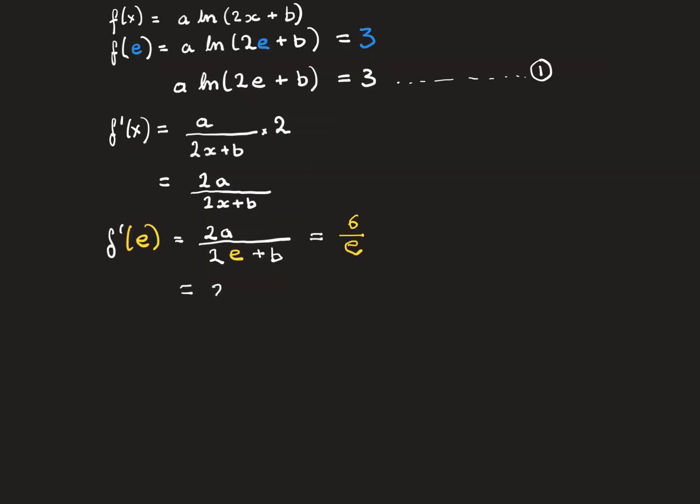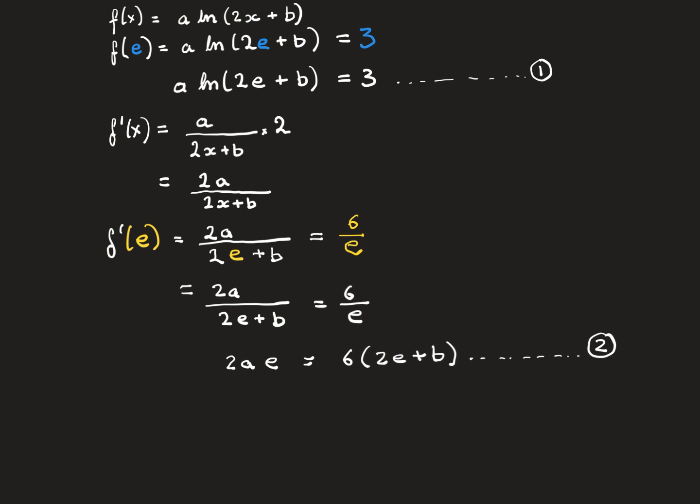I'll rewrite this equation out here again. One thing I can see is that I just don't like the way this equation has a numerator over a denominator and a numerator over a denominator. So I am going to rearrange this equation to be 2a multiplied by e equals 6 multiplied by 2e plus b. Now this equation is my second equation, which is really important.